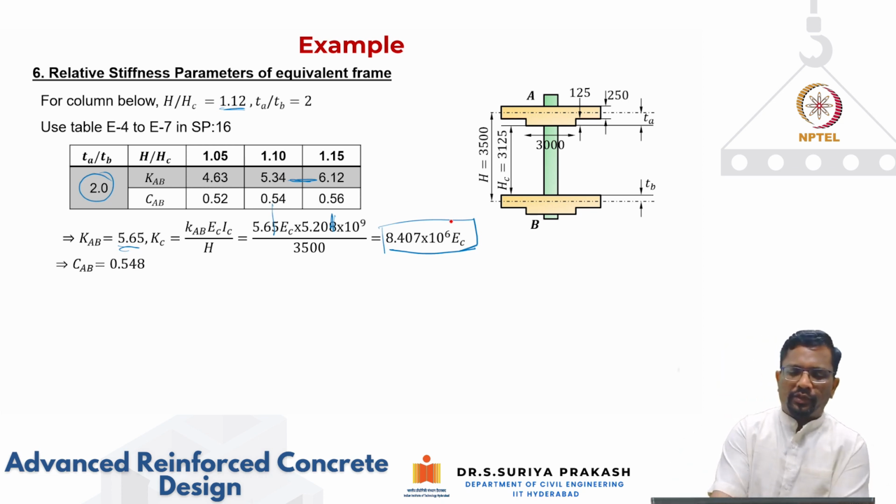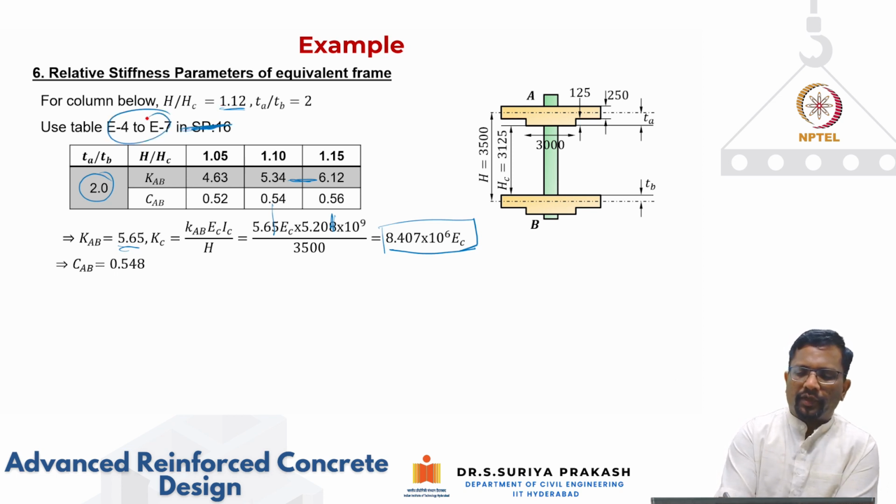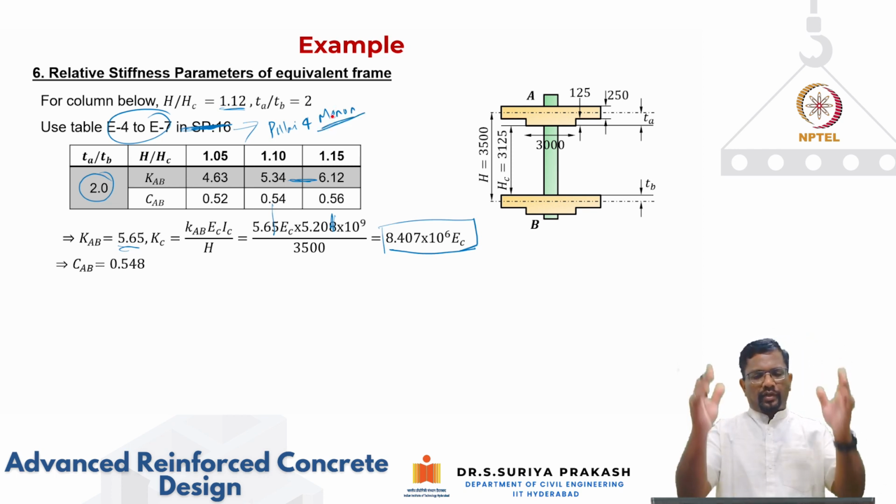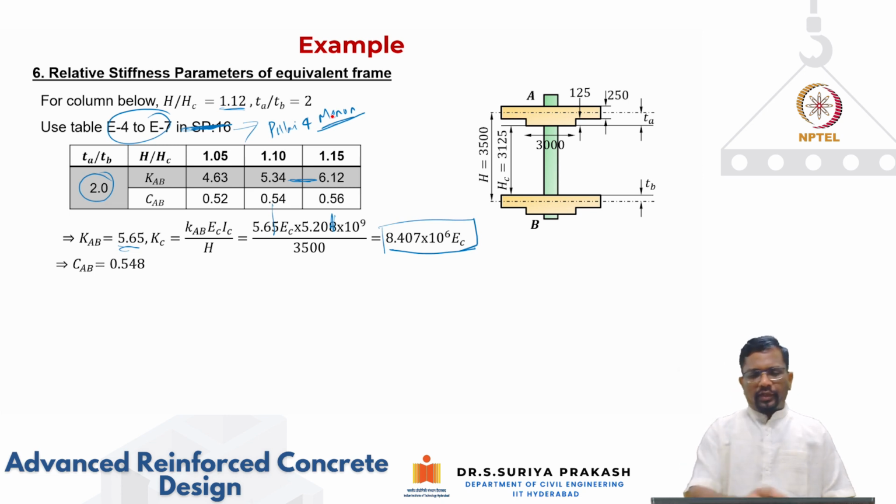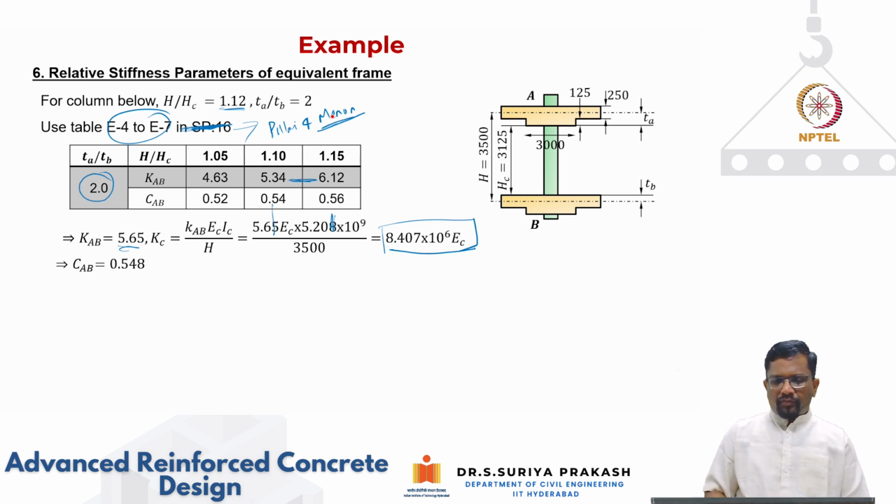Important parameters to use the appropriate table. Okay, so in fact, this is not in SP16. So these are the tables that are given in your handbook, or you can also refer to the ACI code book, where it gives you these tables. Okay, so you can take this value, and now that we have found out these k values, the carryover factor similarly between these will be 0.548.